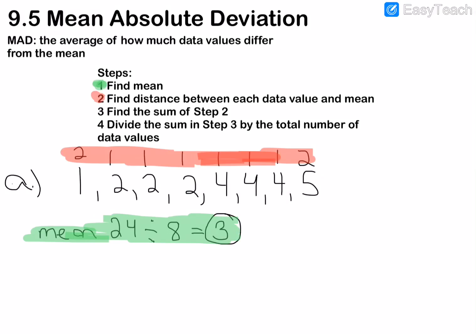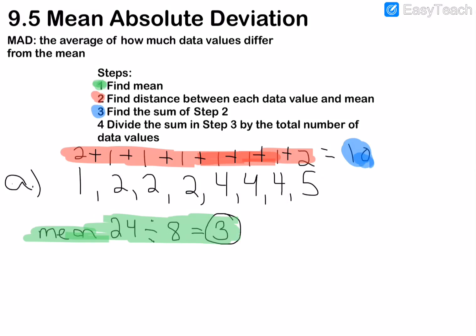So I'm adding these. Okay, so now I need to add all these together. And when I add these together, I get 2 plus 1 is 3, 4, 5, 6, 7, 8, plus 2 is 10. Alright, so I found the sum. And I'm going to highlight this one blue. Alright, so that was the sum of step 2.